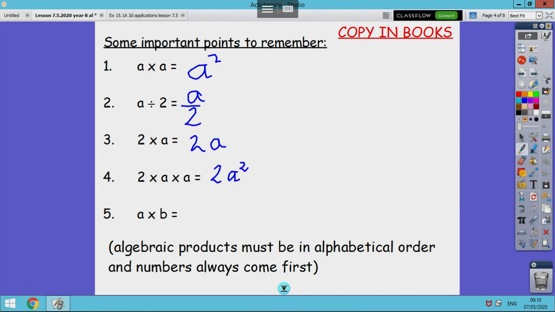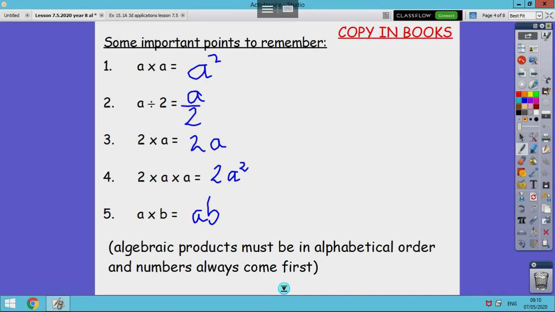And then the last one, a times b. Again, we don't use multiplication signs when everything's simplified, so that would just be ab. Now, whenever you do something like number 5, when you've got a couple of letters that need to be multiplied together, you always have your letters in alphabetical order.